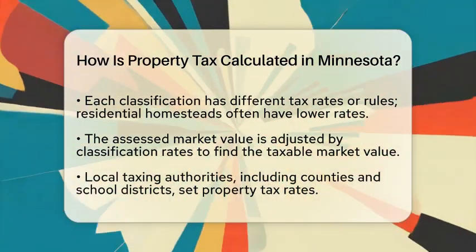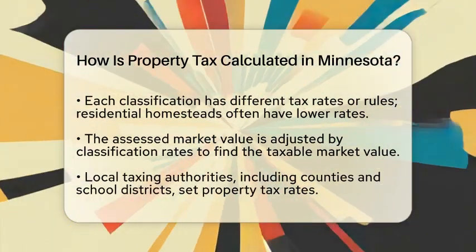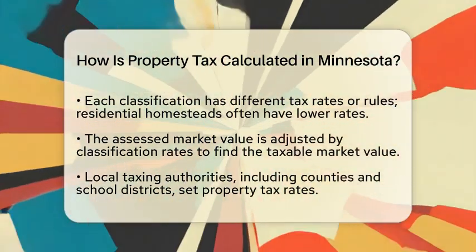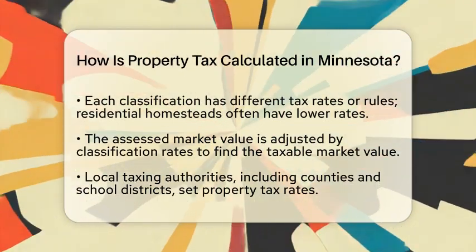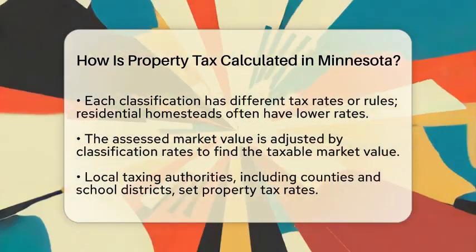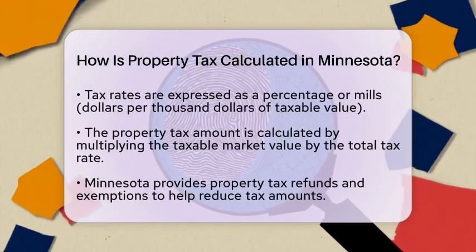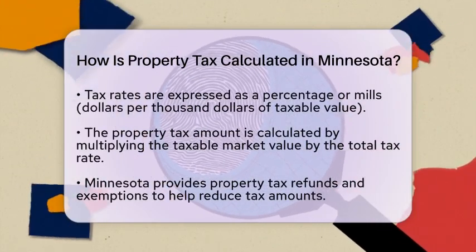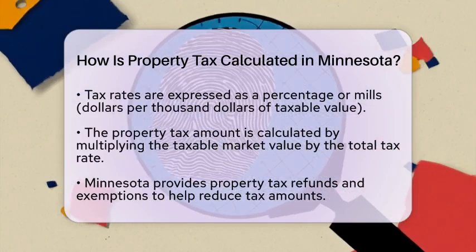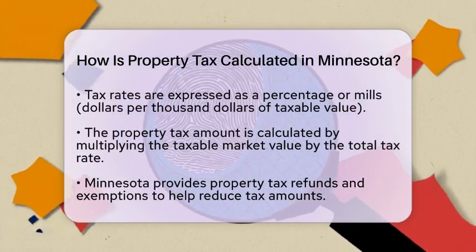These authorities include counties, cities, school districts, and special districts. The rates are expressed as a percentage or mills, which represent dollars per $1,000 of taxable value. The combined total of these rates ultimately determines the overall property tax rate for a property.